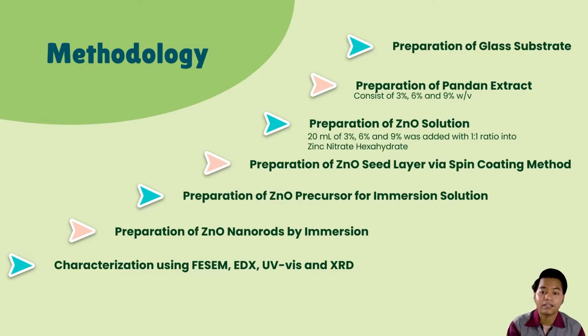It was then followed by the preparation of zinc oxide seed layer by spin coating method. I'll explain later regarding this. Followed by preparation of zinc oxide precursor for immersion solution. Then preparation of zinc oxide nanorods by immersion. And finally, characterization using FESEM, EDX, UV-Vis, and XRD.